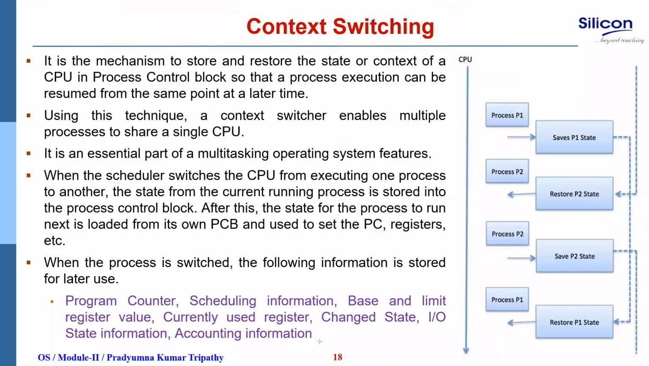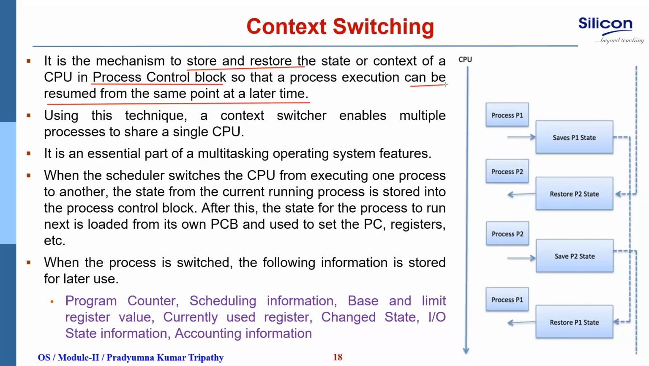Now see here. Context switching is a mechanism to store and restore the state or context of the CPU in the PCB. This will be stored in the PCB so that a process execution can be resumed from the same point at a later time. Why is it being saved? Because suppose P0 is executing, then it goes to P1, and when it comes back again to P0, it should resume from the position where it left. All the variables that it has changed have to be kept intact, so that while coming back, control will return to the previous process.